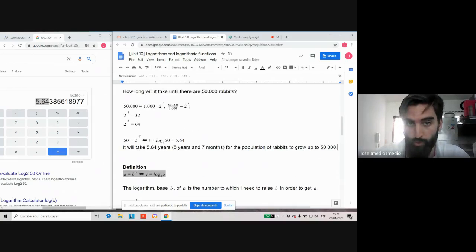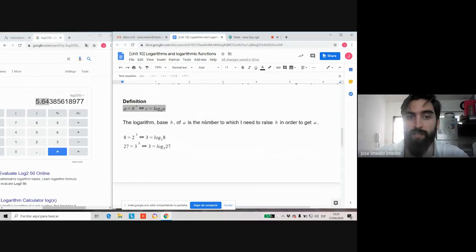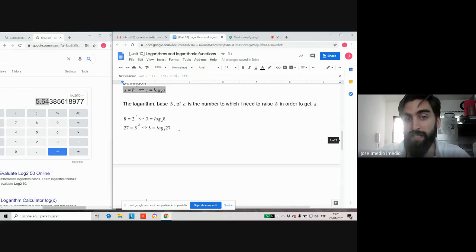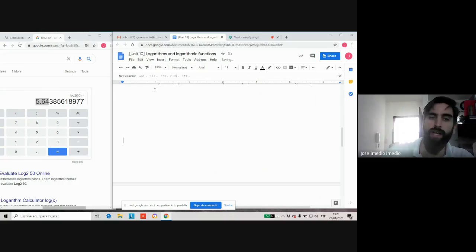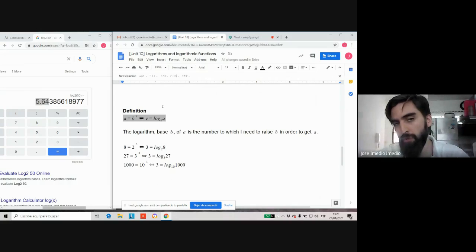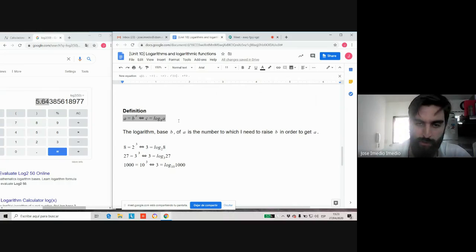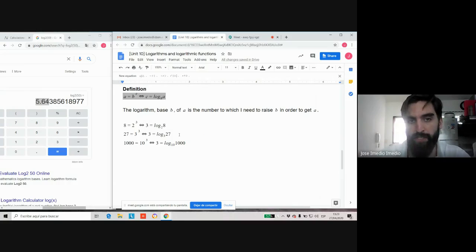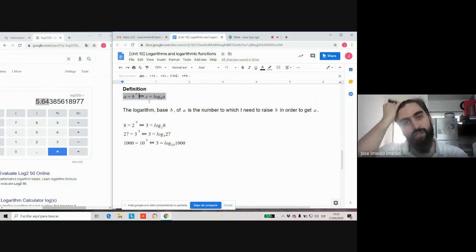Okay, so now that we know this, let's go back to this definition. Let's solve a couple more examples here. And in the next video, we'll talk about the properties of the logarithms. So let's finish with the definition. Once again, this is the relationship. If there's this equality a equals b raised to the power of c, this implies, okay, it's a co-implication, one implies the other, that c equals the logarithm base b of a.